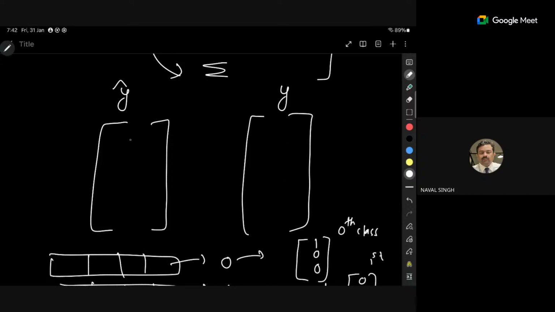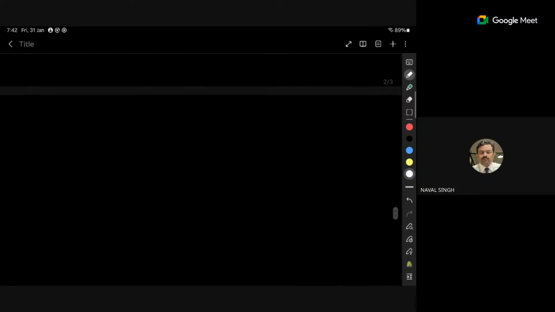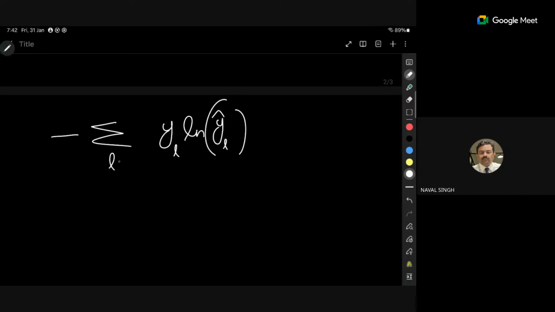Now whatever probabilities we got here, we are going to compare with this, right? This comparison will happen using cross entropy. Maybe you are familiar with binary cross entropy, but here we are using cross entropy. Cross entropy is the summation of negative y_l times ln y hat_l, where l goes from 0 to k.